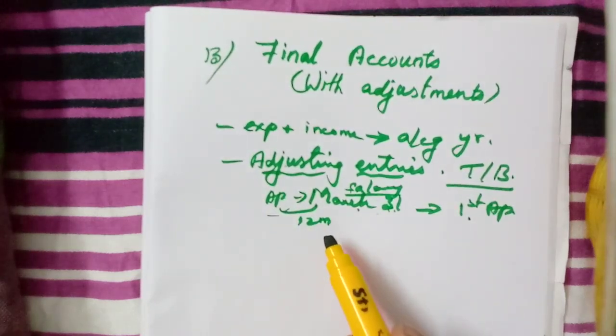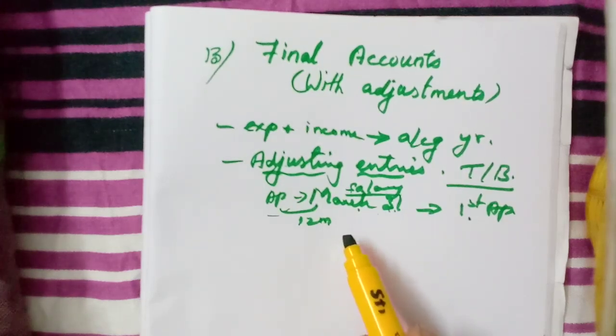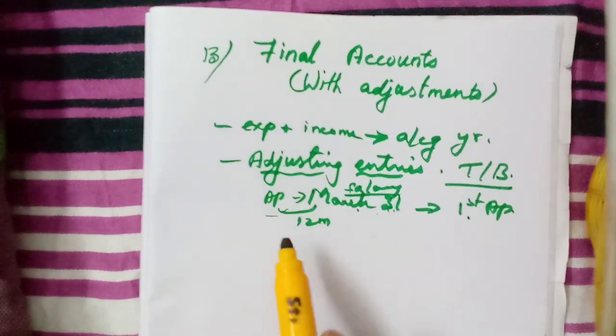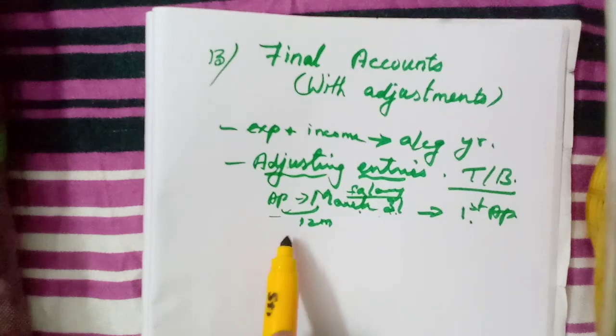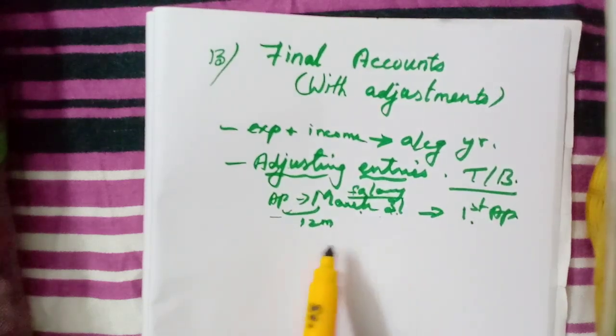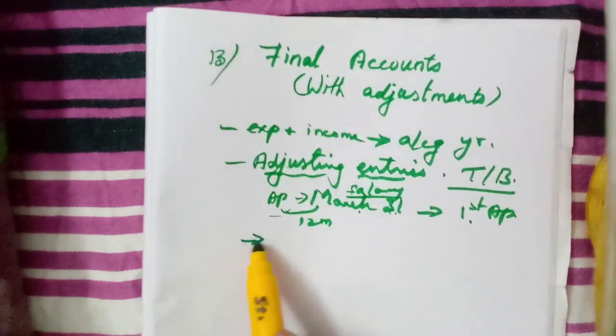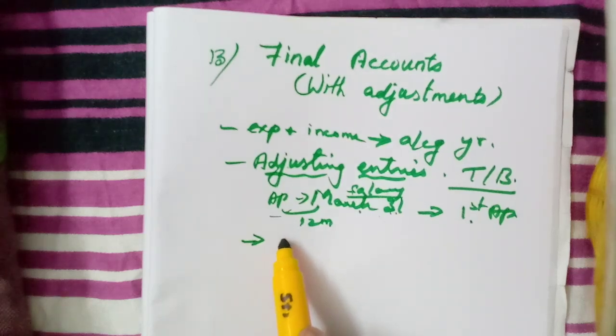Now, what is the purpose of preparing these adjusting entries? Why do we prepare them? Because there is a concept, the matching concept. All the expenses must be matched with the income. That is the main purpose. Then we prepare the two financial statements. One is the profit statement.